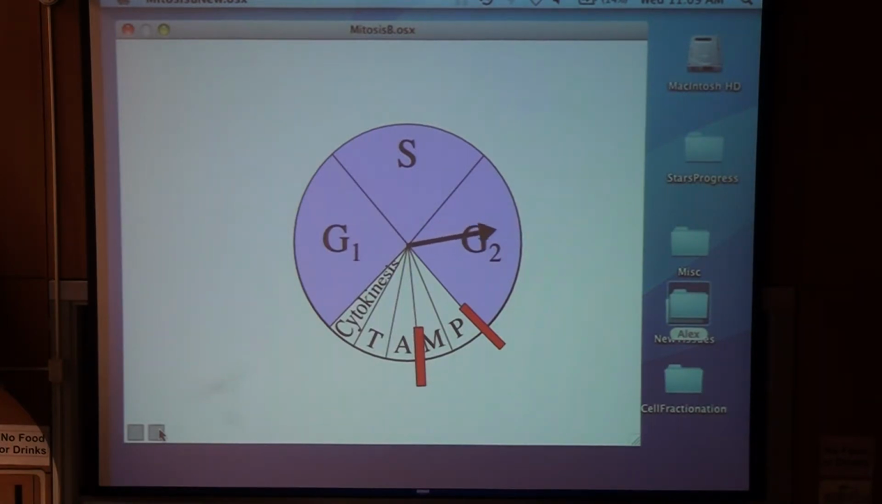Let's look at the checkpoint at the end of G2. We'll skip this for now. We'll come back to that blob of text here in a few minutes.